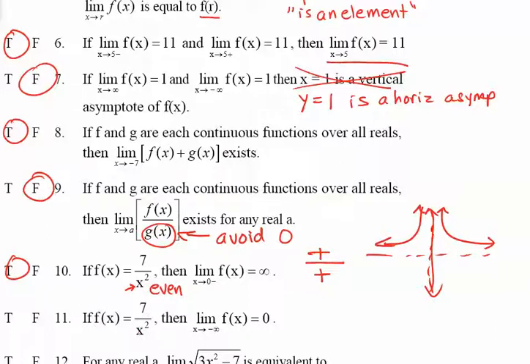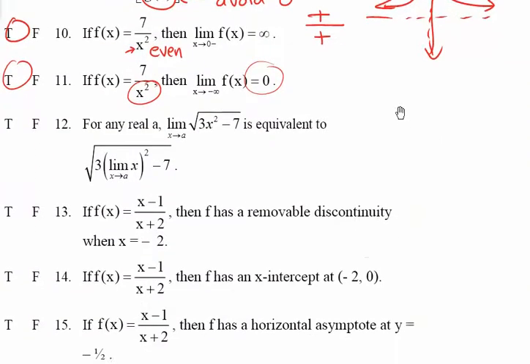Question 11 is about the horizontal asymptote as x goes to negative infinity. When the denominator has a higher power, the denominator grows faster, so the value of this fraction, if we put in negative 1,000 here, will be 7 over a very large denominator. So it does go to 0, so that is true.